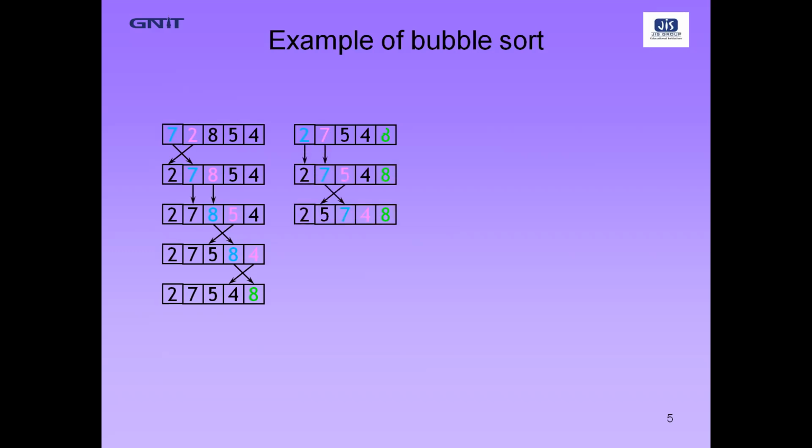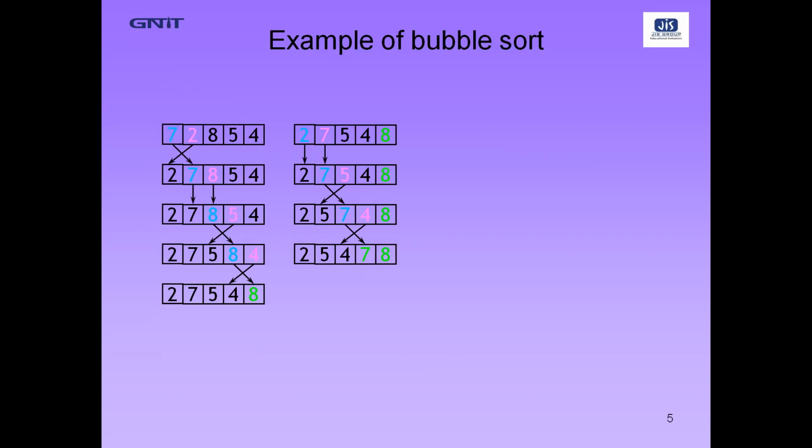Now we have to compare P2 with P3, and here as P2 is greater than P3, we have to perform the swapping operation between P2 and P3, and the list looks like this. Now in the next operation, 7 is compared with 4, and as 7 is greater than 4, again we have to perform the swapping operation. Now after completion of iteration 2, we get the next largest element, which is 7.